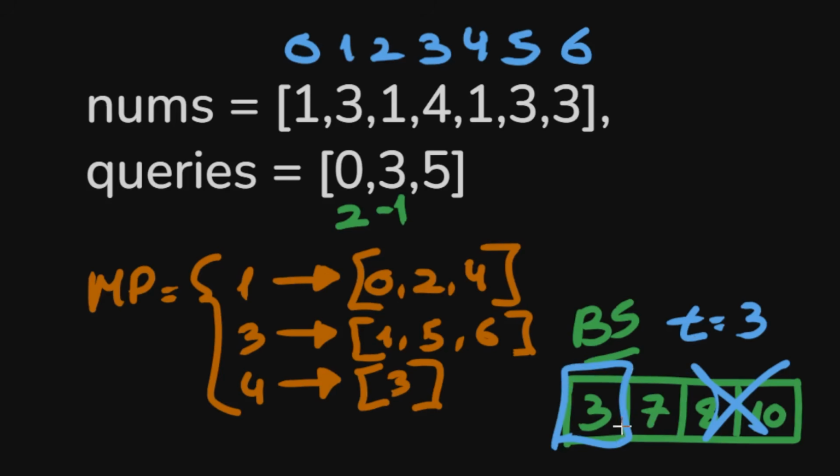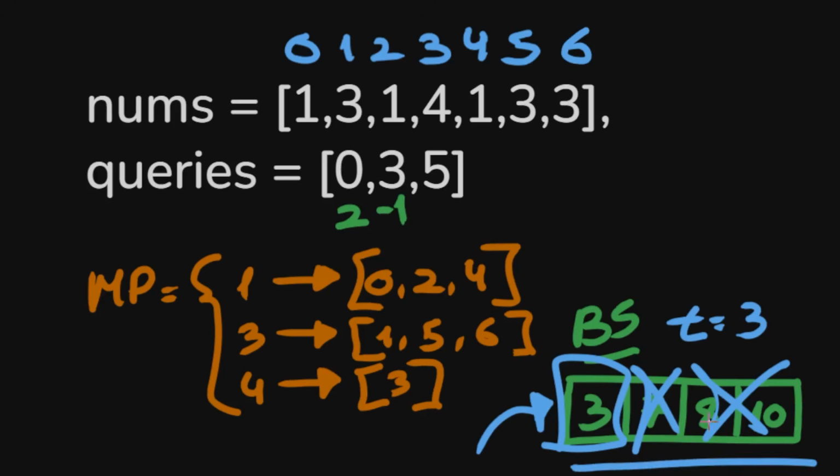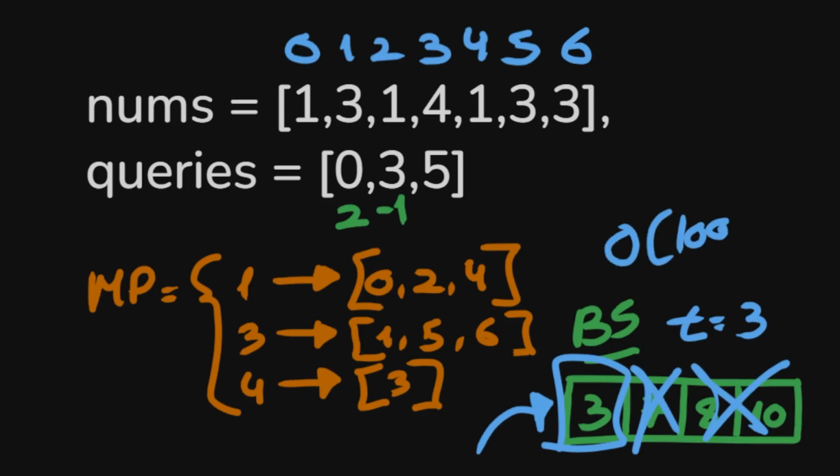We split this in 2 parts and check where we have number 3. In this case, it's on the left part, so we can forget about this number. And now we are here. This is the only number, so this is the result. By doing this, we are splitting this array in 2 every time until we find our target. So this requires big O of log n time complexity, where n is the size of the array.